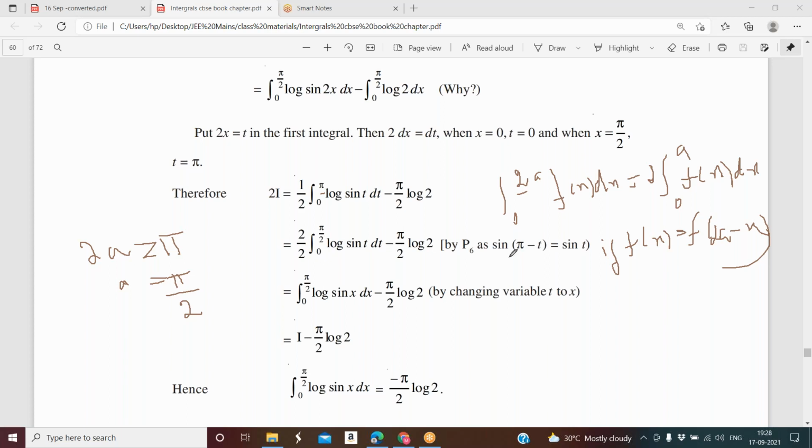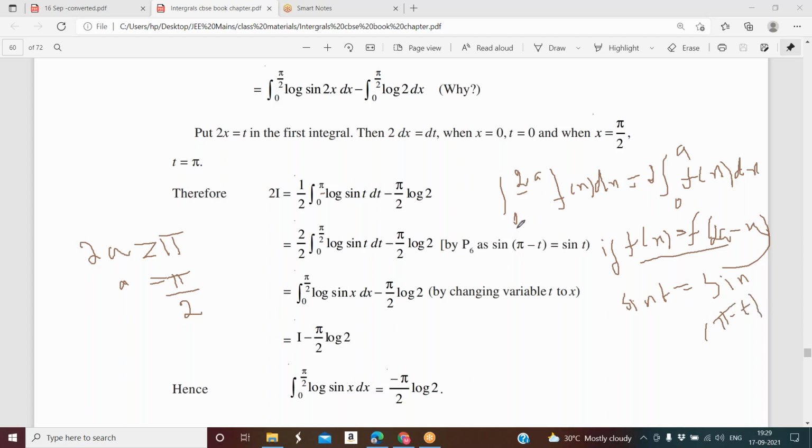Provided sine of pi minus t is equal to sine t, this condition should be satisfied. f of x equal to f of 2a minus x. What is your f of x here? f of x is sine t. The function is sine t. So sine t equals f of 2a minus x. What is 2a? 2a value is pi. So sine of pi minus t. You need to check whether these two are equal. Is it clear to you?